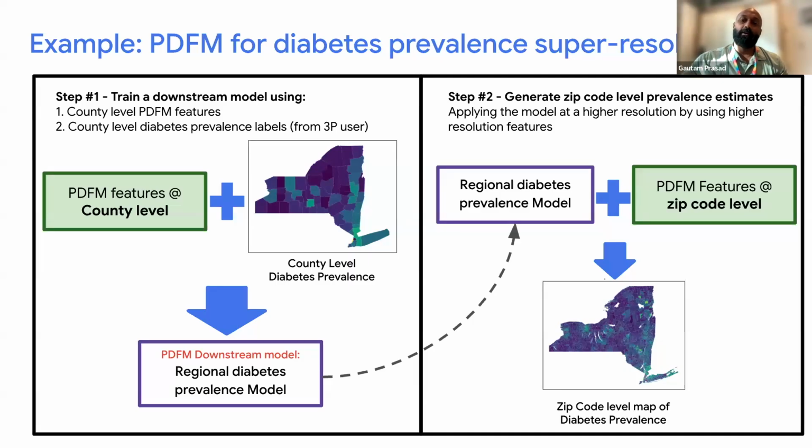Then we can go to the zip code level and generate PDFM features for each of the zip codes and apply that same county level model to generate zip code level statistics. And the whole reason this works is because the PDFM features are available at both resolutions, and we're learning the pattern that maps to these features and diabetes prevalence. Next slide.